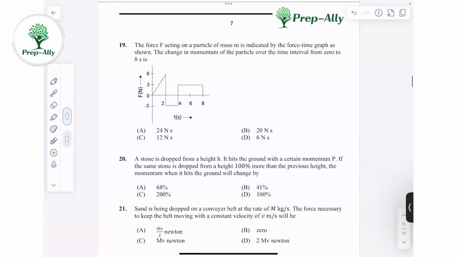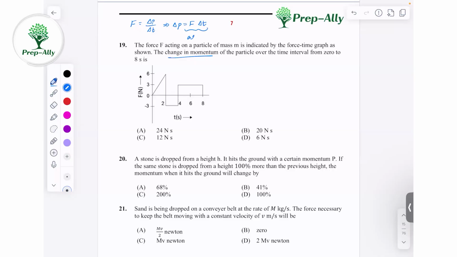Now, question number 19. The force acting on a particle of mass m is indicated by the force time graph as shown. The change in momentum of the particle over time interval from 0 to 8 seconds. Now, from Newton's second law, we know that force is equivalent to rate of change of momentum. From here, we can say that the change in momentum is force into delta t. This is nothing but area under the force time graph.